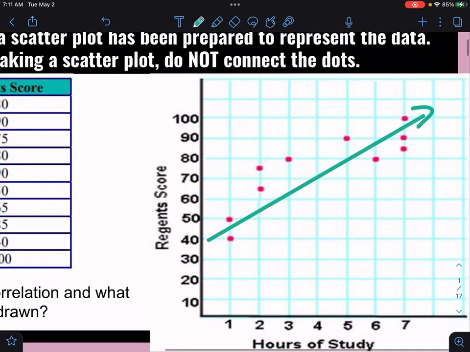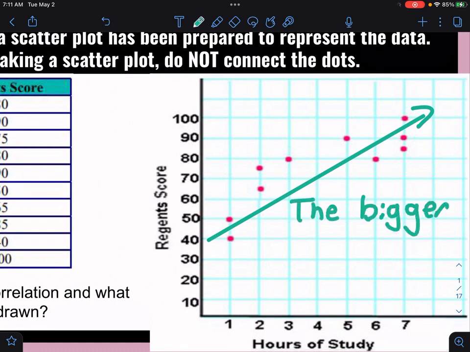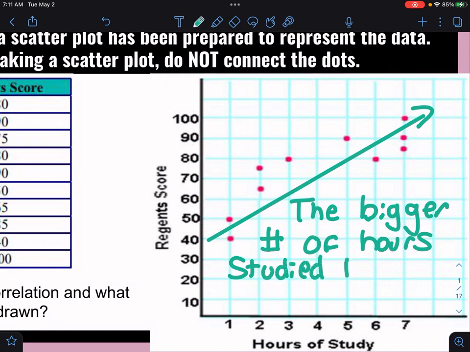So we can say the bigger the number of hours studied, the higher the Regents' score. Which makes sense. The more you study, the better you're going to do.